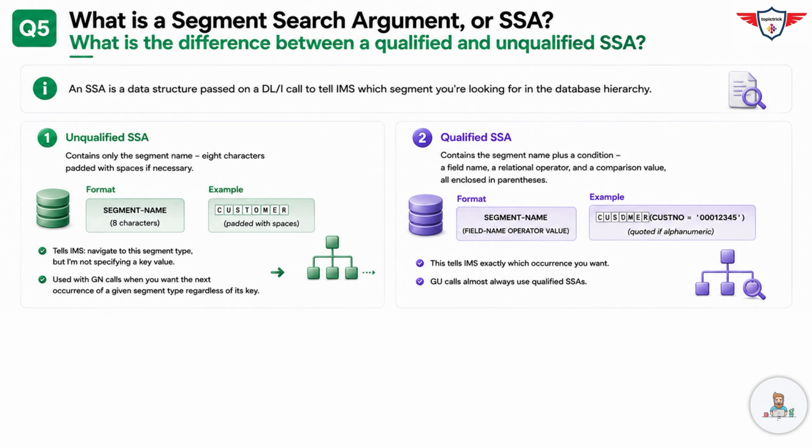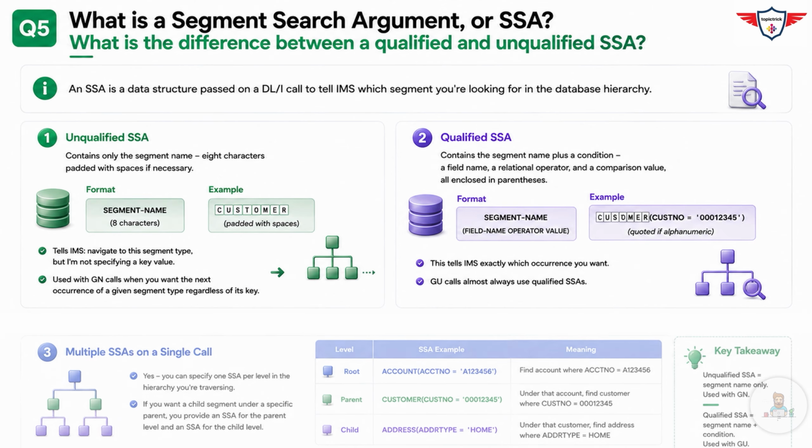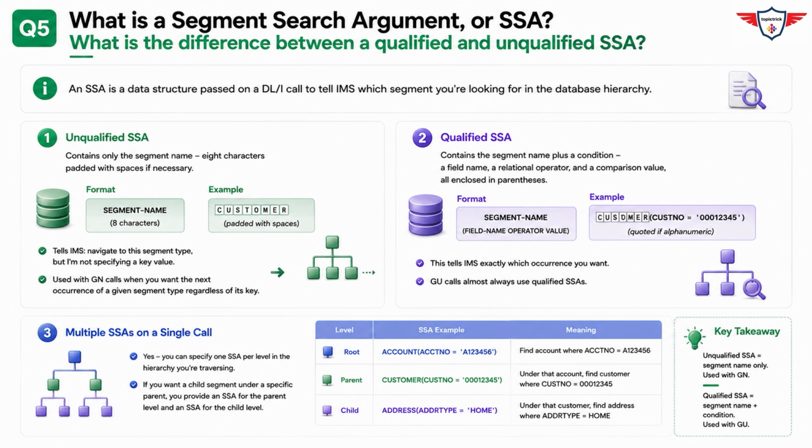And it is often used with GN calls when you want the next occurrence of a given segment type regardless of its key. Now the next one is a qualified SSA and it actually contains the segment name plus a condition: a field name, a relational operator, and a comparison value, all enclosed in parentheses. For example, customer with customer number equals 000012345. This actually tells IMS exactly which occurrence you want. And you should always remember that GU calls almost always use a qualified SSA.